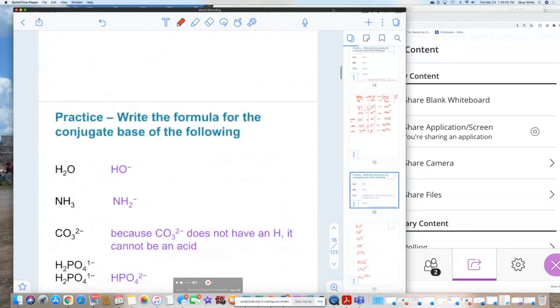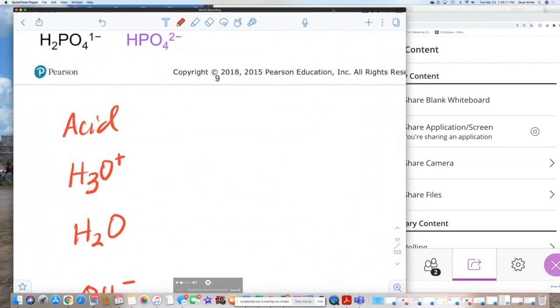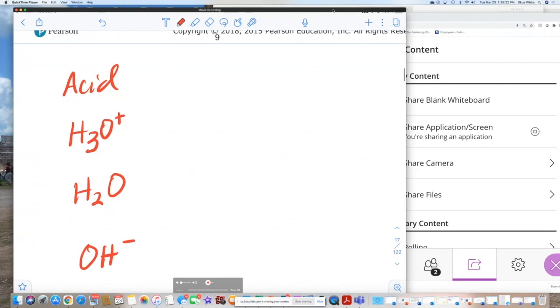So here the question is saying, write the formula for the conjugate base of the following. So this time, if they want you to get the conjugate base, that only means you started from the acid, because conjugate bases are always produced from the acid. They don't come from anything else. So the conjugate base has to come from the acid. That means all the formulas on the left are acids. How do we get to the conjugate base?